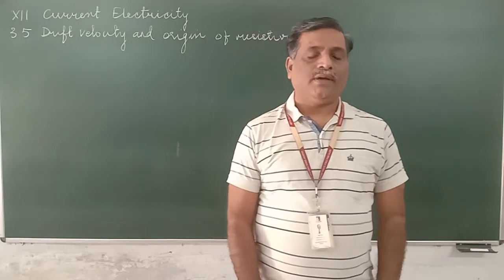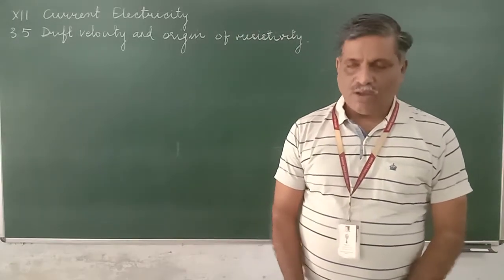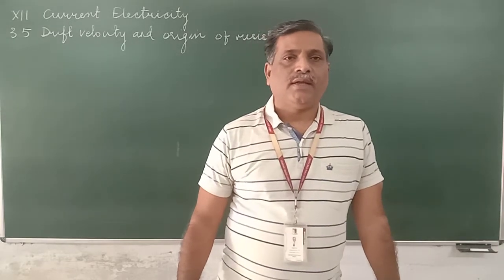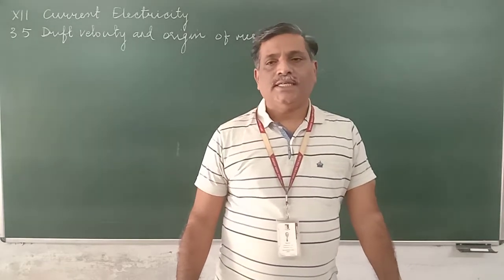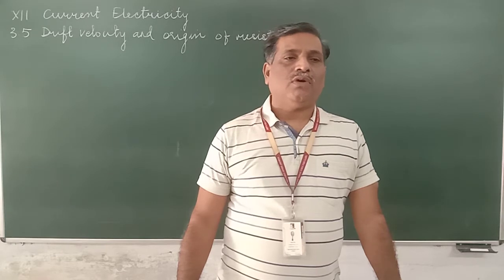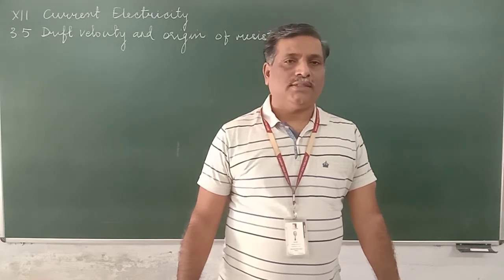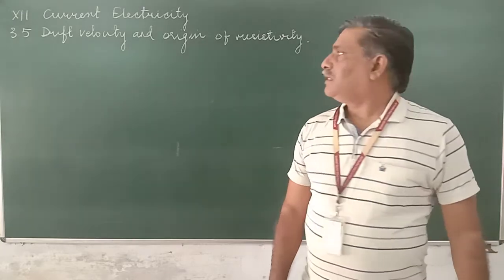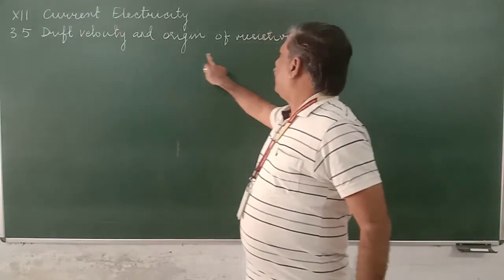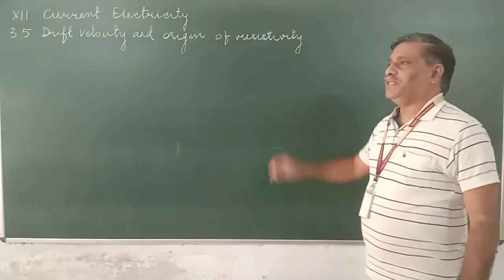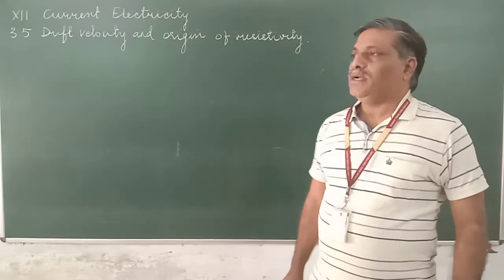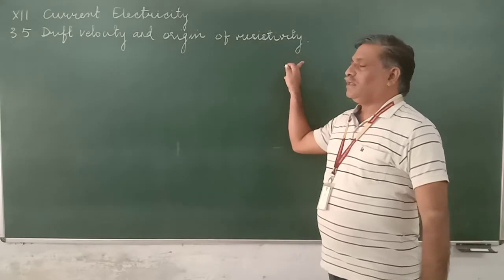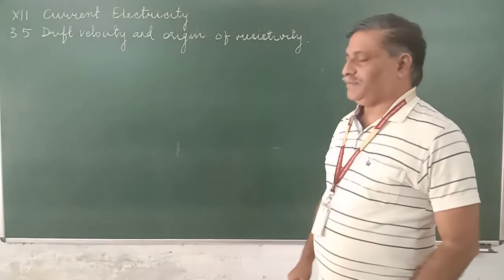In this topic we are going to discuss why the conductor offers resistance. The cause for resistance is the collision of electrons with the ions. And then we are going to discuss two things: first, drift velocity, and second, origin of resistivity.